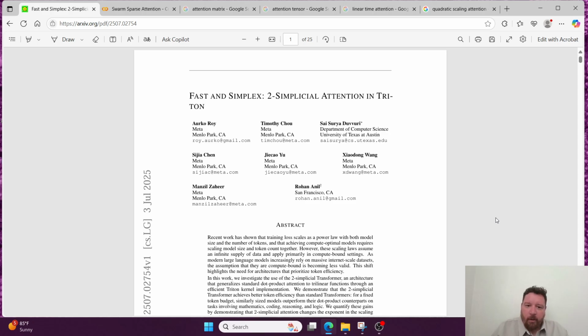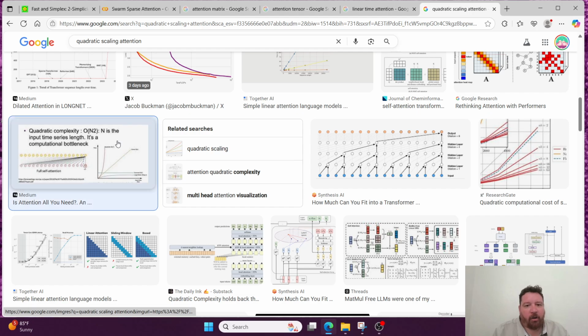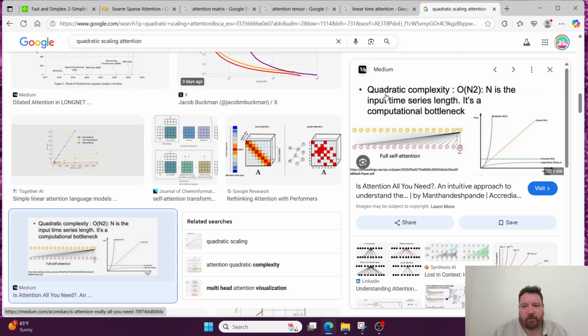And so this research paper is called Fast and Simplex 2-Simplicial Attention in Triton. The simplest way to break down this research paper is to break down the individual concepts within it, and then explore and explain exactly what's going on here, how it's working, and what they're solving. So the problem that they're trying to solve, why all of this exists, is because of this, right?